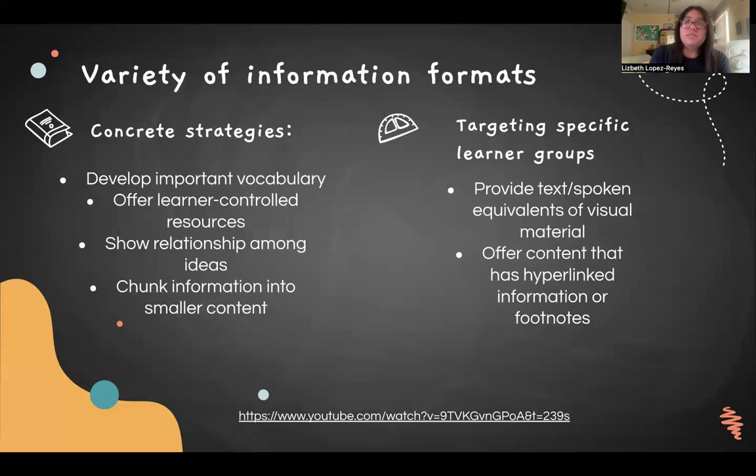Some strategies target specific learner groups. This first one would help non-proficient readers, international students, and introverts, which would be to provide them text to spoken equivalents of visual material. The second one would help students with cognitive impairments, underachieving students, or English language learners, and that would be offering content that's hyperlinked information or footnotes.